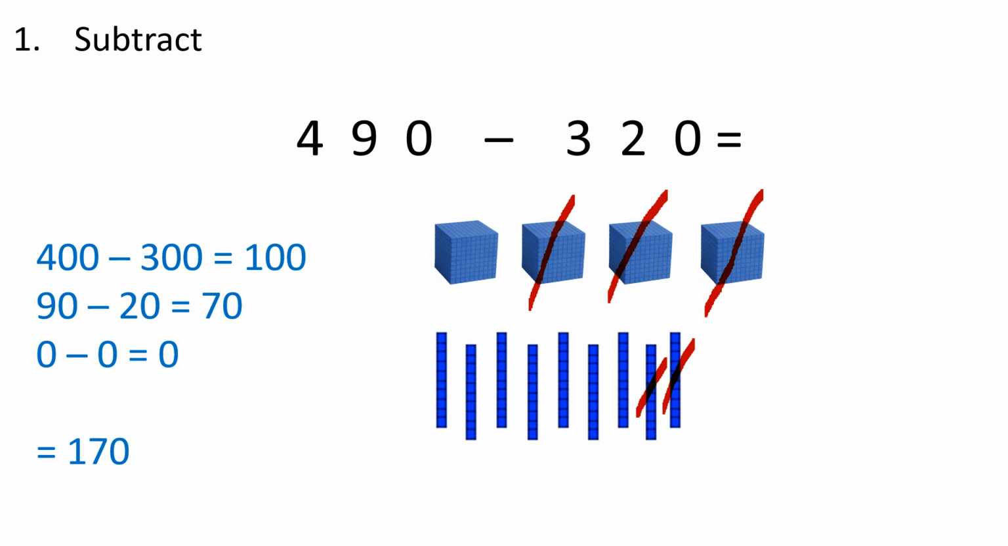Now we need to subtract our ones. In 490 there are 0 ones. In 320 there are 0 ones. Lovely and simple, that one. 0 take away 0, as we know, is in fact 0. Then, as normal, we need to total up our answer. So we need to put 100 with 70 and with 0. 100 add 70 gives me 170. So the difference between the two masses is 170 grams.